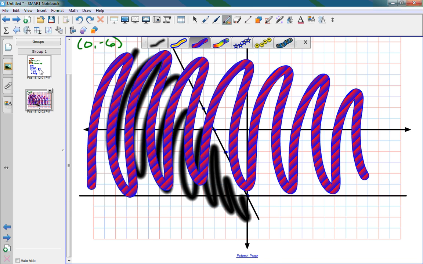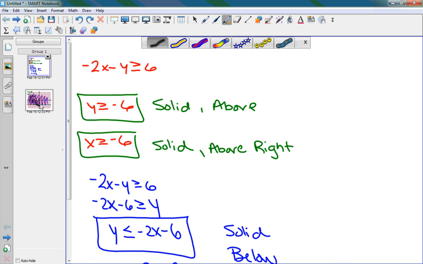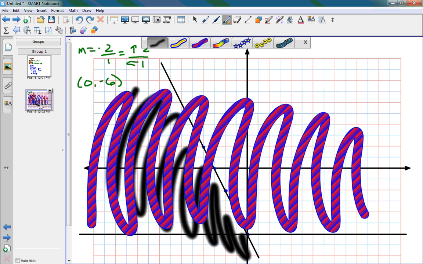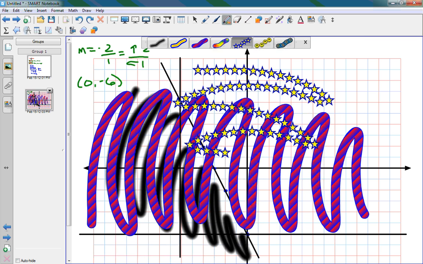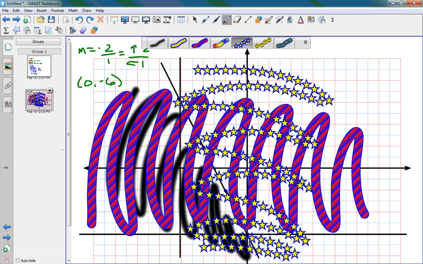My last one is x is greater than or equal to negative 6. So again, a solid line, but this time a vertical line, 2, 4, 6, brings me right here. And again, I want to shade to the right, so I'm right here. So where do all 3 of these intersect?